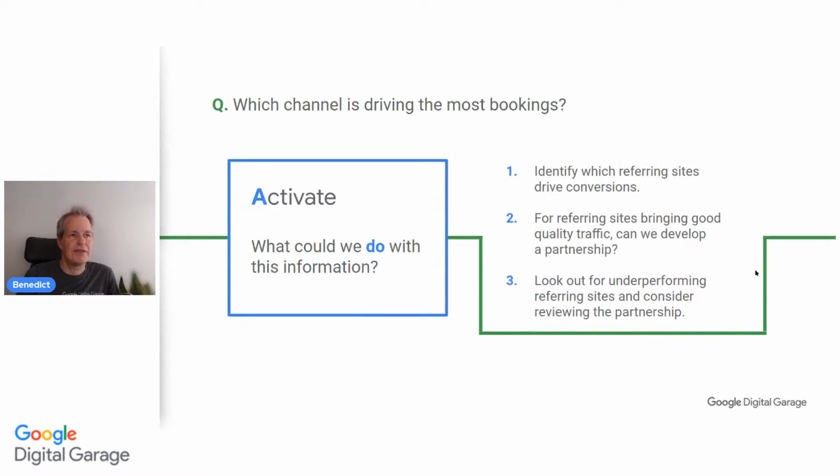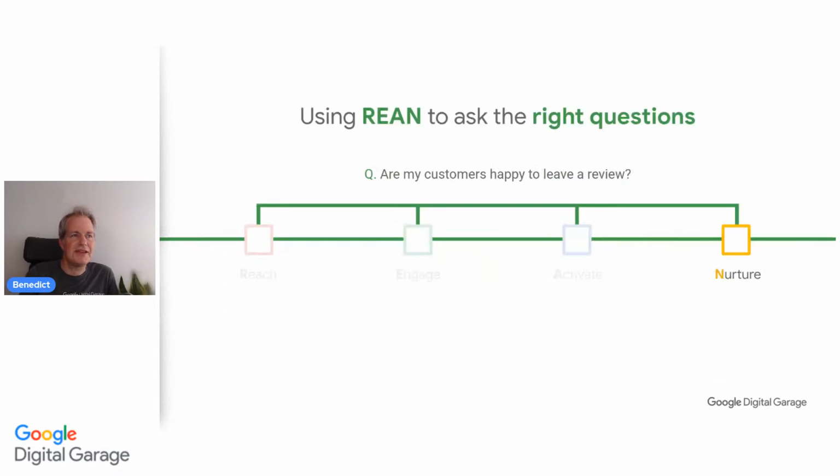All right. So what can we do with this information? So just a couple of different things: identify which referring sites drive conversions. For referring sites bringing good quality traffic, can we develop a partnership? And looking out for underperforming websites. Am I in the right? Yes. So that's just some of the different ideas.